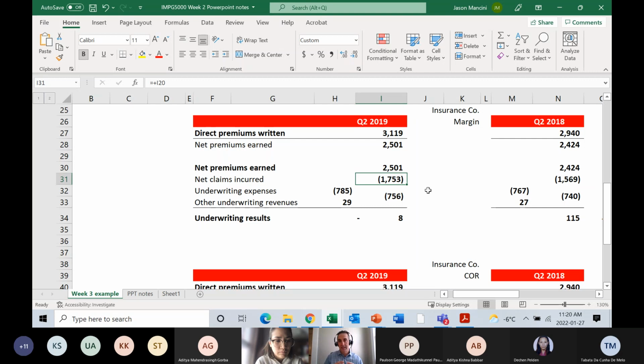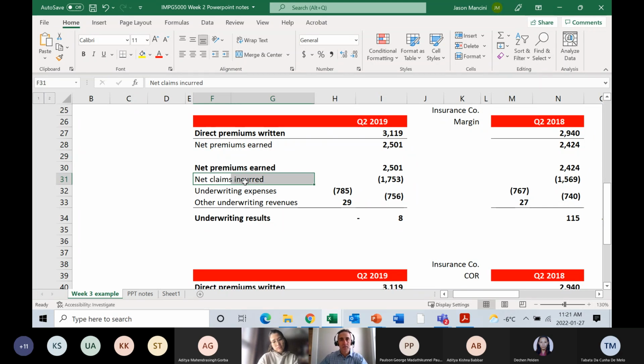I say this is an estimate because these claims aren't known at the time. Some might be known and paid, and some are going to be known in 5 years, 10 years, but it's still all related to this revenue. So the insurance company has to make an estimate of its claims, and it records that in the same period as net claims incurred.